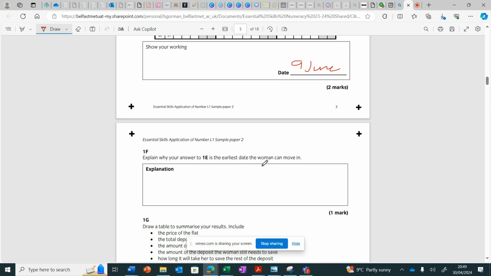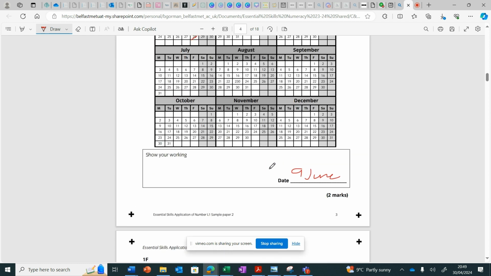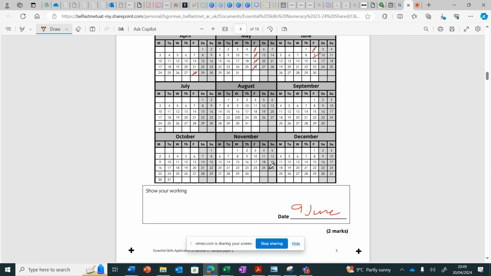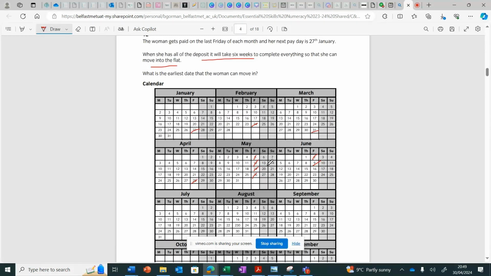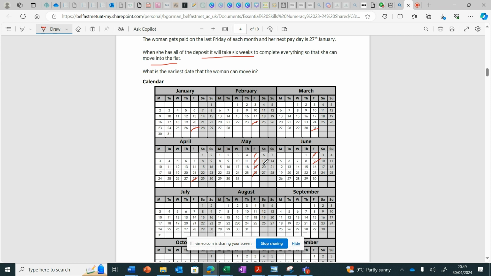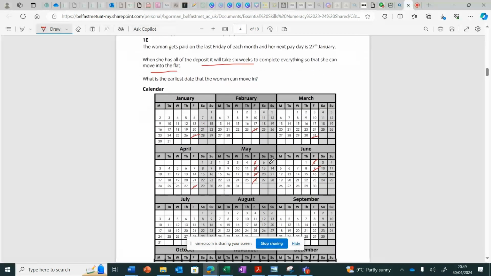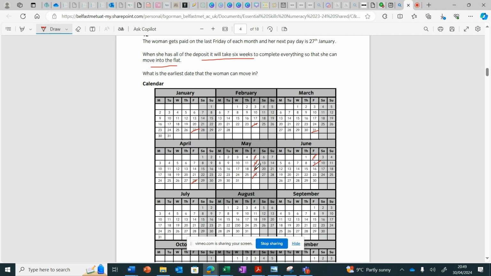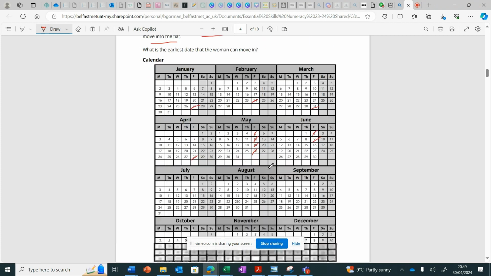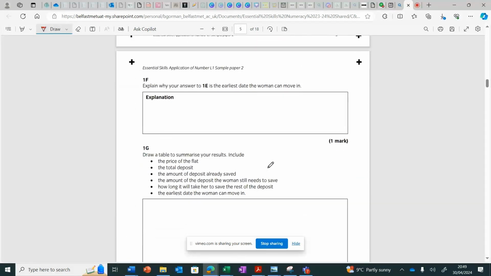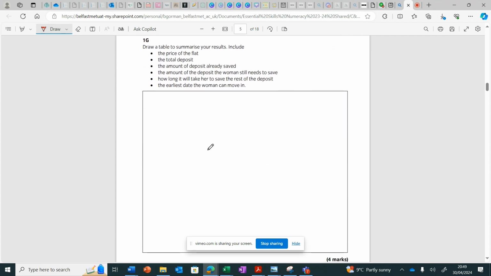Explain why your answer to one is the earliest date the woman can move in. Because it's the earliest move in because she will have the deposit money and it's 6 weeks from when she has the deposit money. So she'll have the money ready in the end of April, and 6 weeks from there brings you to the 9th of June.